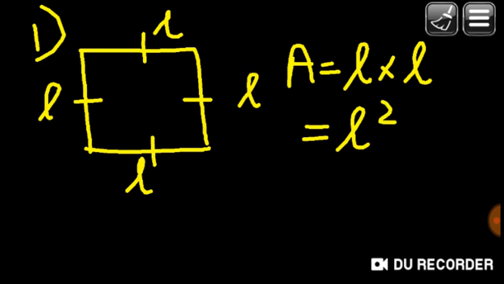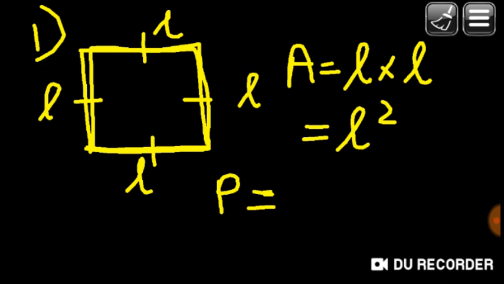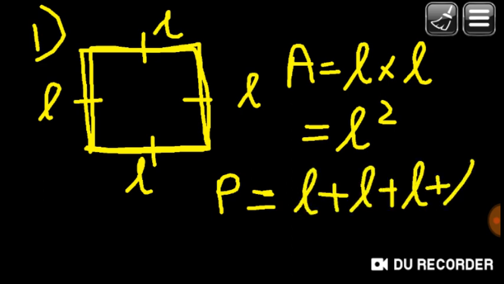On the other hand, we know that the perimeter is going to be the boundary. So the boundary means if we add up all the sides together, we are going to get the perimeter. So L plus L plus L plus L, which finally gives us 4L. So we need to know one dimension to get everything for the square, and that is the length of the square.